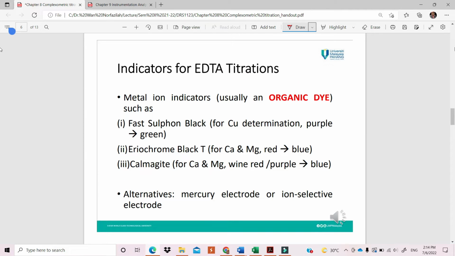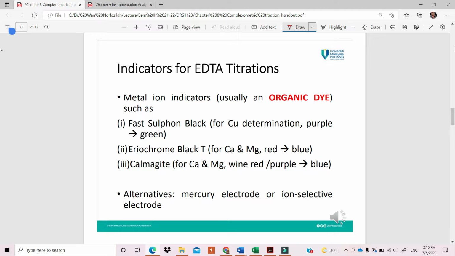Okay, so next we go to the indicators for EDTA titration. There are 3 indicators for EDTA titration. We focus on EDTA titration and there are 3 indicators that you need to remember. Okay, usually we use organic dye as a metal ion indicators. First is fast sulfone black. This is the name for the organic dye, and this fast sulfone black can only be used for copper determination. And the color changes from purple, the solution will change from purple to green after the titration.